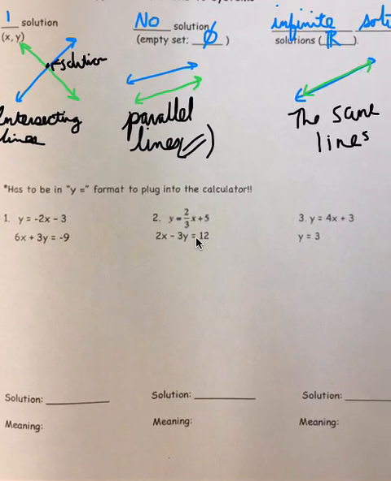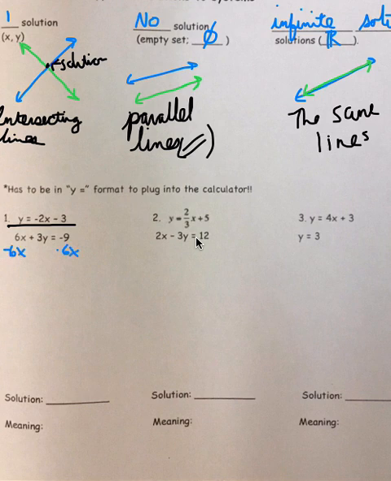So when we're doing our graphing, we always have to have it in y equals format, especially to plug it into the calculator. So we can see this first one already is. And actually it's y equals mx plus b, so it's our slope-intercept form. The second one is not right now. So what should we do? Well, we need to work it out.